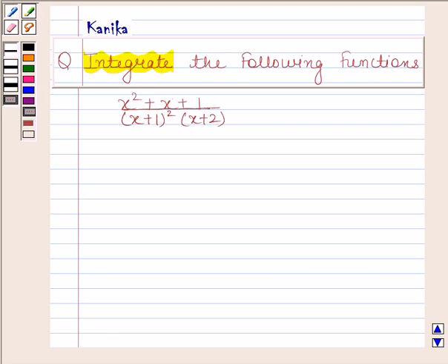Let us discuss the following question. The question says, integrate the following functions. Given function is (x² + x + 1) / ((x + 1)²(x + 2)). Let's now begin with the solution.